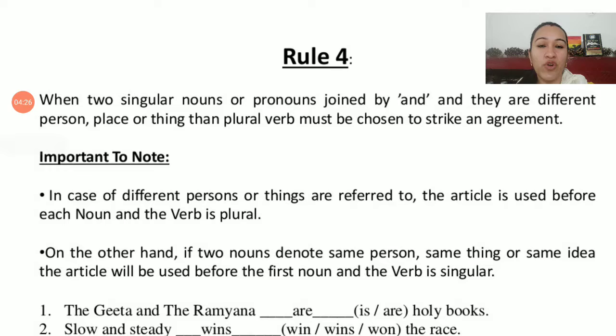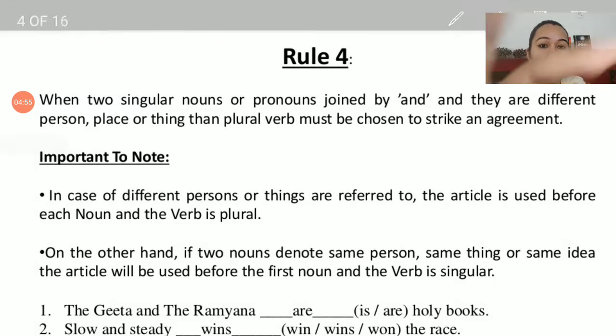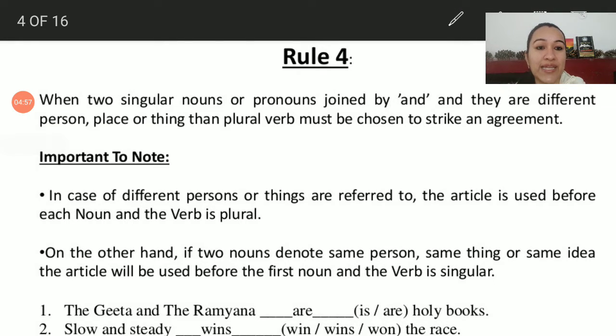Now, we've already understood the S rule. We've also learned that when you use and to join 2 subjects or 2 people who are working together, it becomes plural. So for example, take the sentence, the Gita and the Ramayana. So 2 different things, the Gita and the Ramayana, joined by and become plural: are holy books. Okay? On the other hand, take a look at the second sentence. The second sentence, slow and steady. What should it be? It is and. Does it become plural? No.